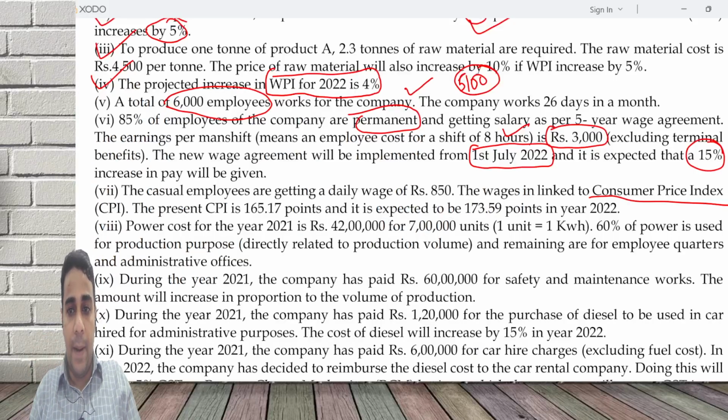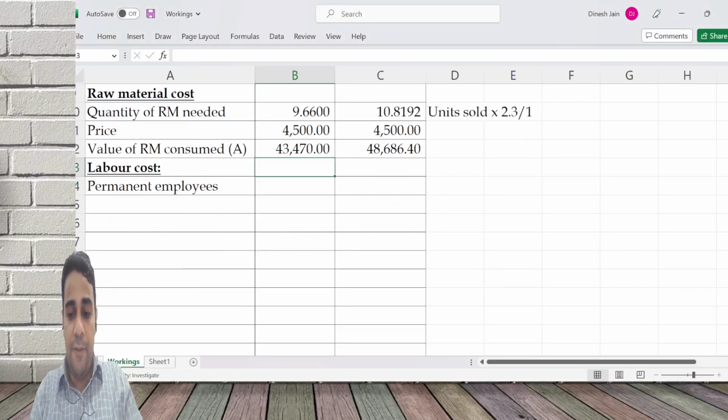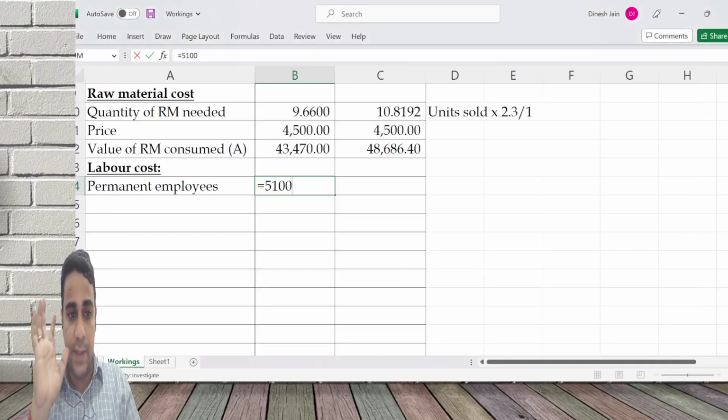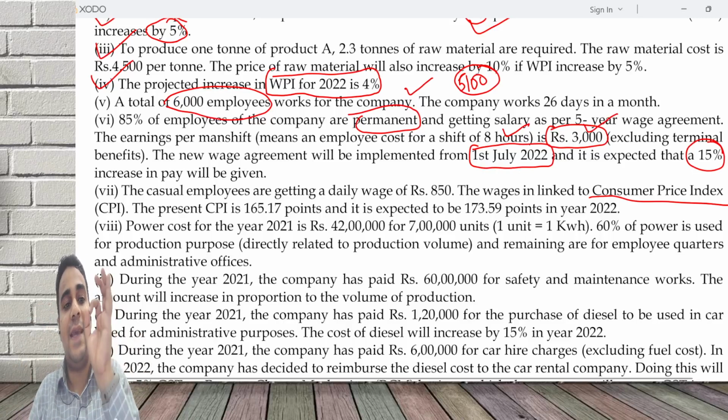Coming to permanent employees, of 6,000, 5,100 are permanent employees. First, I'll do the 2021 calculation, which is very simple. How 5,100? 6,000 into 85% is 5,100 employees. For these 5,100 employees, last year I paid them 3,000 rupees every day.